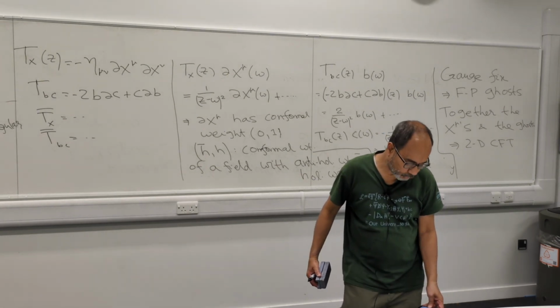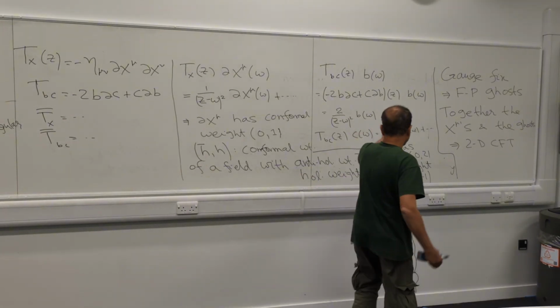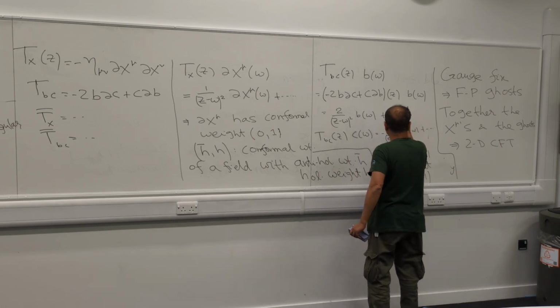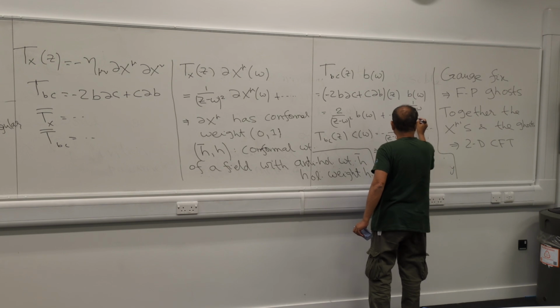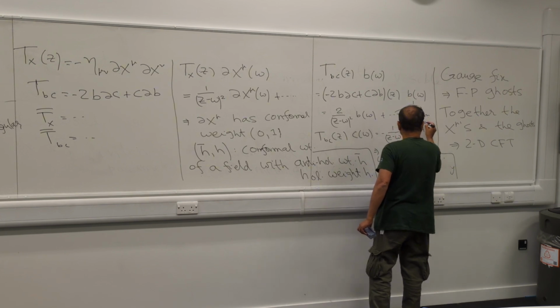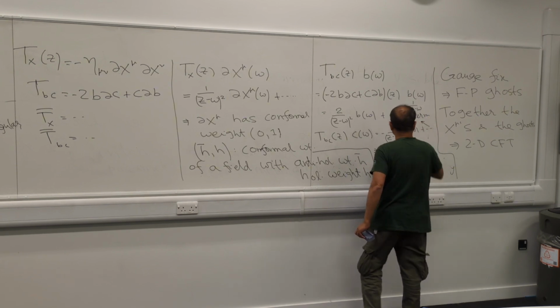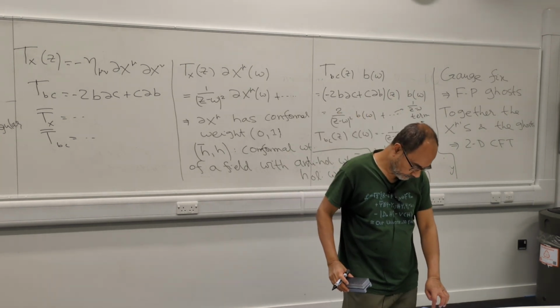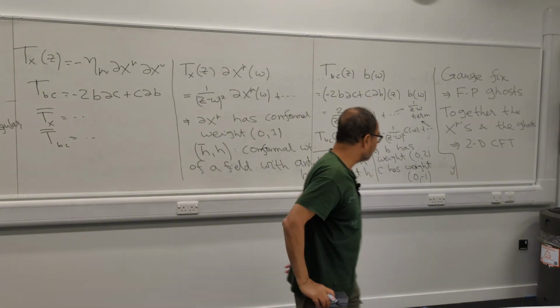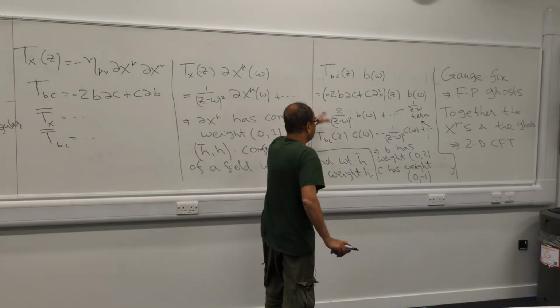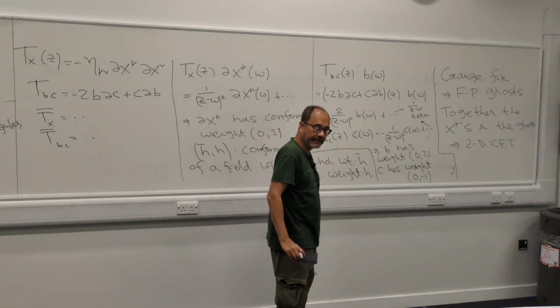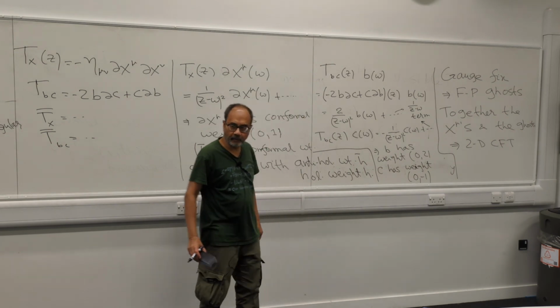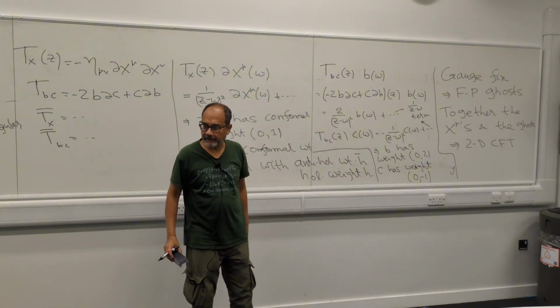Yes, indeed. So the dots also include singular terms. So these also have 1 over z minus w terms. And you can repeat this for the anti-holomorphic fields, which is basically identical with z replaced by z bar and w replaced by w bar. So I'm not writing it here.